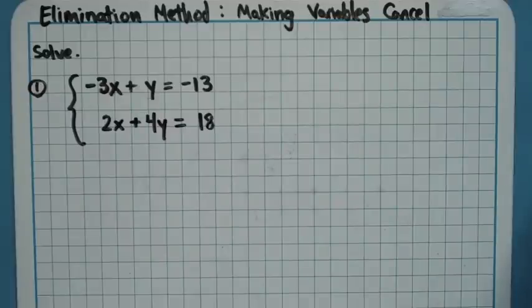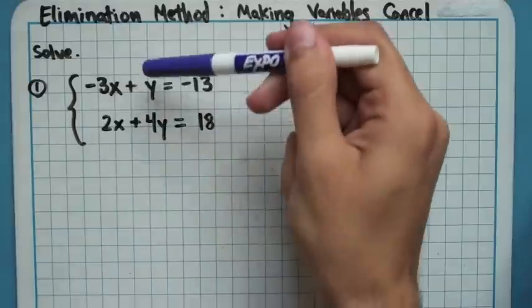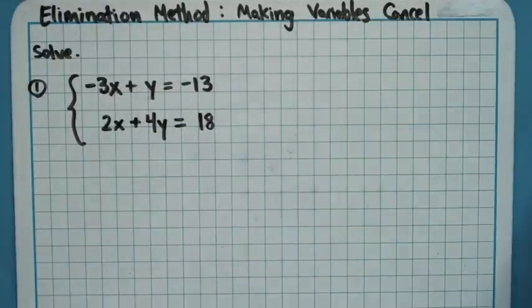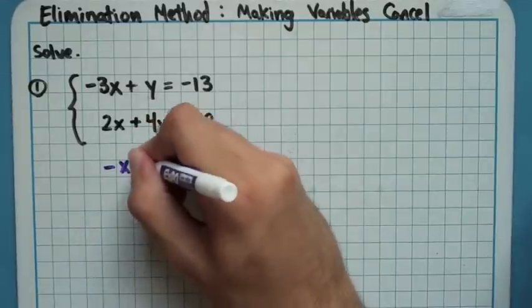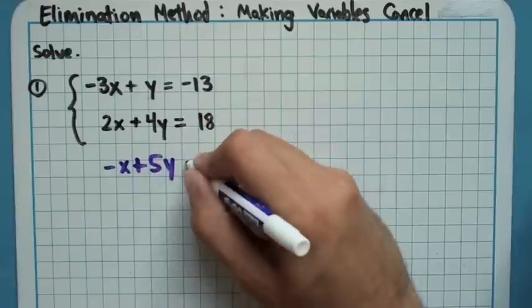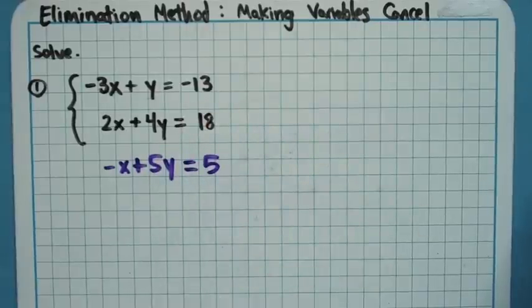If you look at this problem right here, if you add going straight down, none of your variables are going to cancel. I'll see kids do it all the time, so I'm going to write this here. You don't have to. Negative x plus 5y equals 5. I'll see kids do this. They'll write that down, and they'll be stuck. They won't know where to go from there.